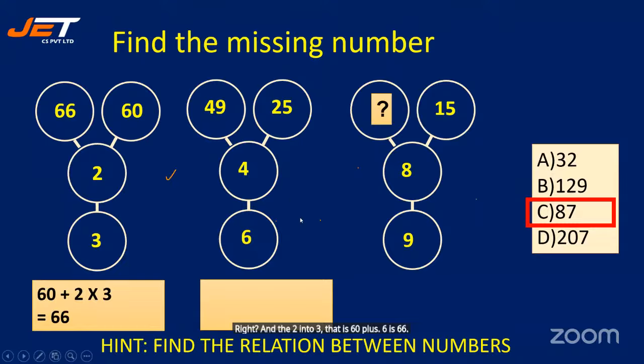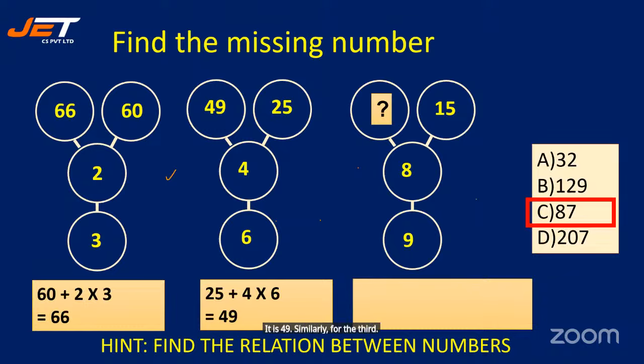All right. Next, see the next one. Similarly, you can have 25 plus 4 into 6. So what do we get? 25 plus 4 into 6, it is 49. Similarly, for the third also, you can follow this pattern. 15 plus 8 into 9. So 15 plus 9 eights are 72, will give you 87. That is why your option C is the correct answer. All right, students? Is it clear? Right. So now let's move on to the next question.